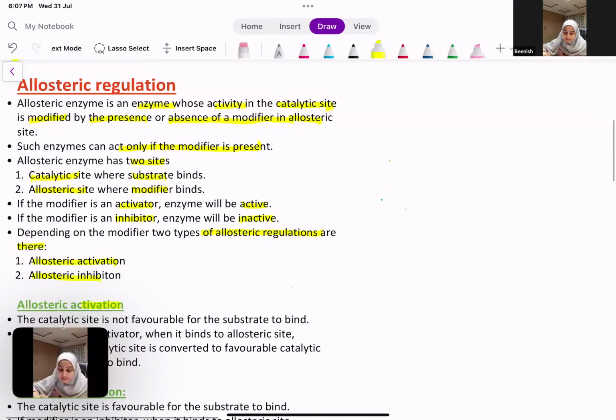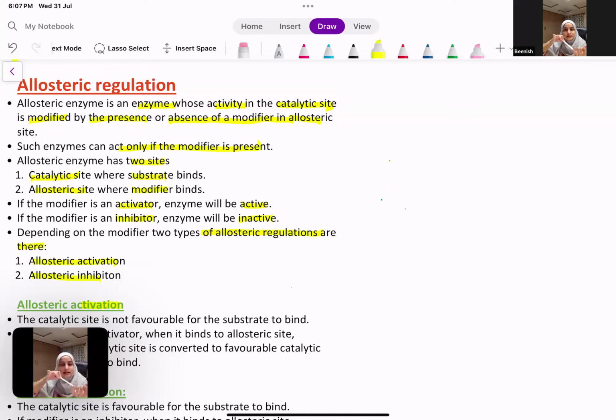It's very simple. I'll repeat it. Your allosteric enzyme has, let's suppose this is the allosteric site where your modifier is going to bind. Now this modifier can either be an activator or an inhibitor. If it is an activator, the enzyme is going to be active. If it is an inhibitor, the enzyme is going to be inactive.